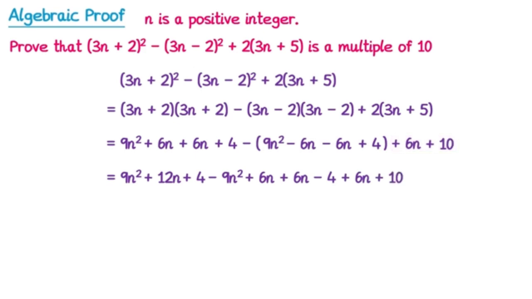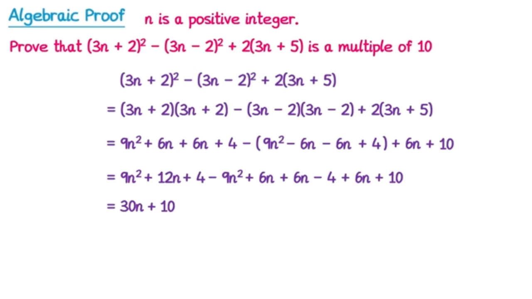So we now need to simplify all of this. So we have 9n squared, subtract 9n squared, which is 0. And then we have 12n plus 6n plus 6n plus another 6n, which will give you 30n. And then we have 4, subtract 4, which would be 0, and then plus 10.